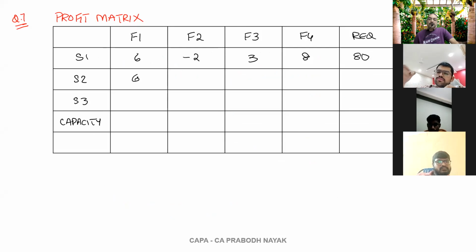Minus 2. Then 32 minus 27... minus 2. And 32 minus 26... That is 2. Minus 30. 32 minus 27. So it is 5.